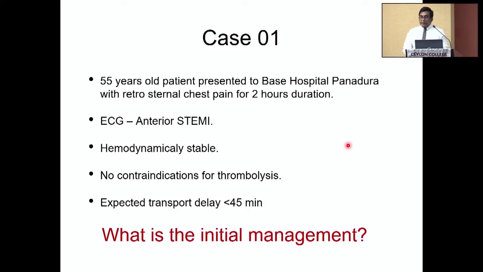I would like to highlight this guideline with cases. This is a 55-year-old patient who presented to Base Hospital Panadura with chest pain of 2 hours duration. ECG shows an anterior STEMI, no contraindication for thrombolysis, and the expected delay with the highway may be 45 minutes, assume. What is the initial management?